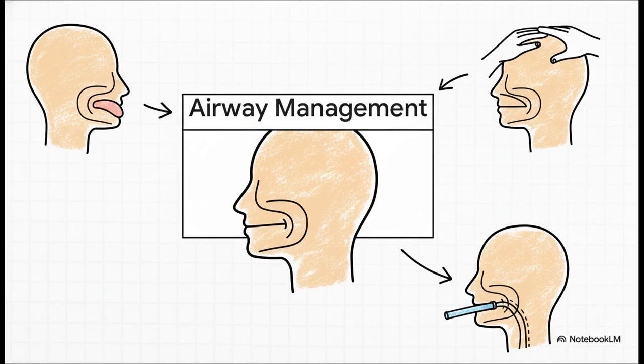We can open the airway with simple moves like a head tilt, chin lift. But if their consciousness is really low, or if a neurotoxin is paralyzing them, we need to intubate, put a breathing tube in, to protect that airway.